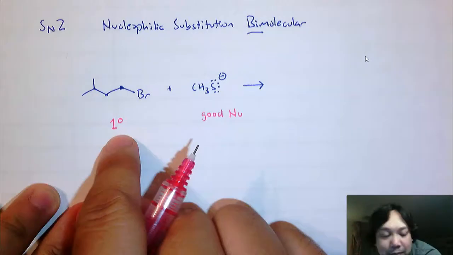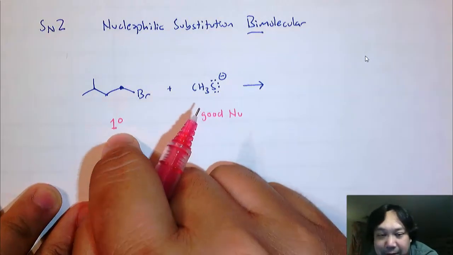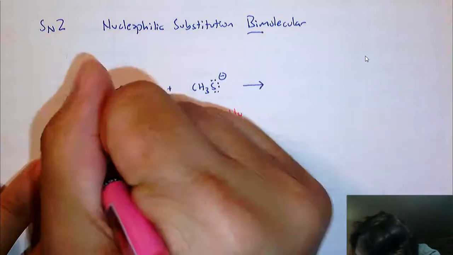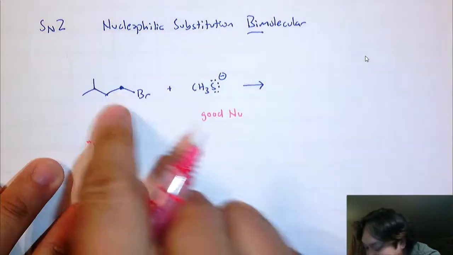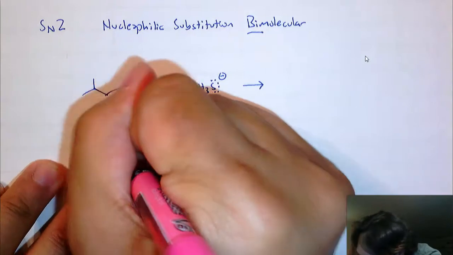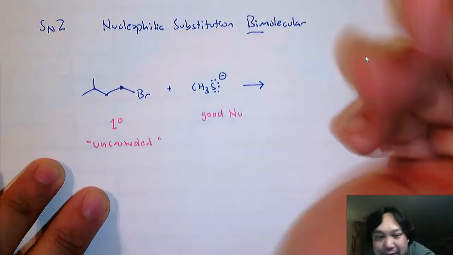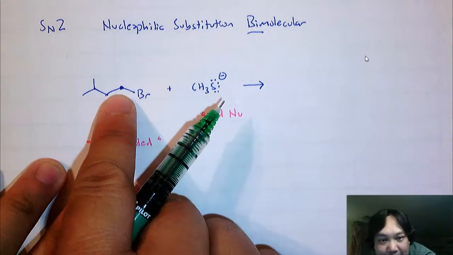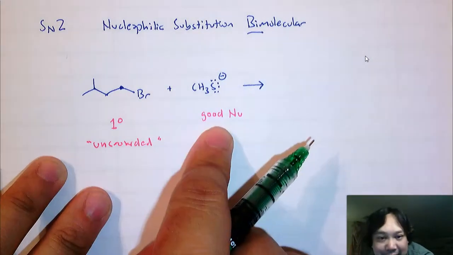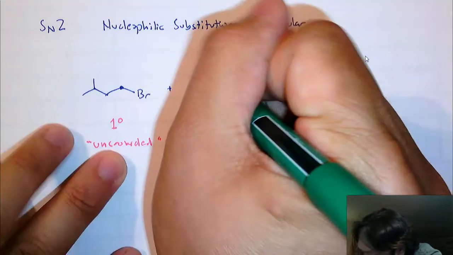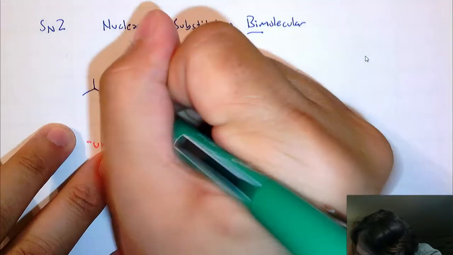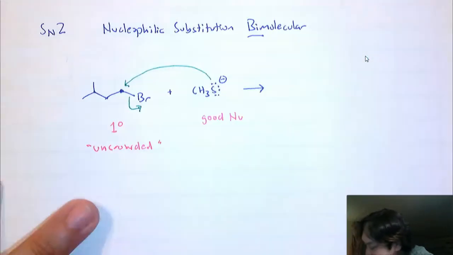The other thing you should know about primary carbons is that it's very uncrowded. Right? There's not a lot of clutter. So here's the mechanism. You're very uncrowded. You have a cat that wants to attack and push out the gray cat. That's SN2.